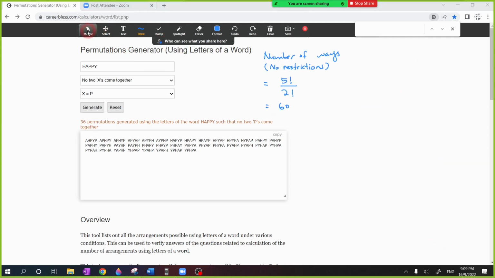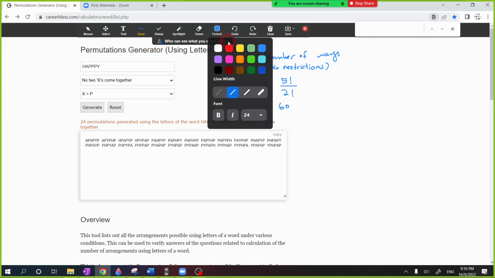Okay, now let me change the word a little bit. Let's say we have 3 Ps. We have H, A, P, P, P, Y. We want these 3 Ps to be separated. Okay, let's check the correct answer. Okay, you will notice that all these Ps are not next to each other. We have 24 ways to arrange them. But you need to be more careful. Some students will calculate this way, which is actually not correct.